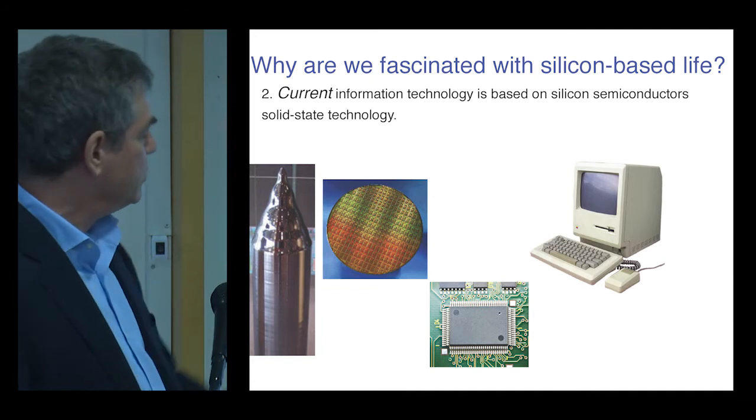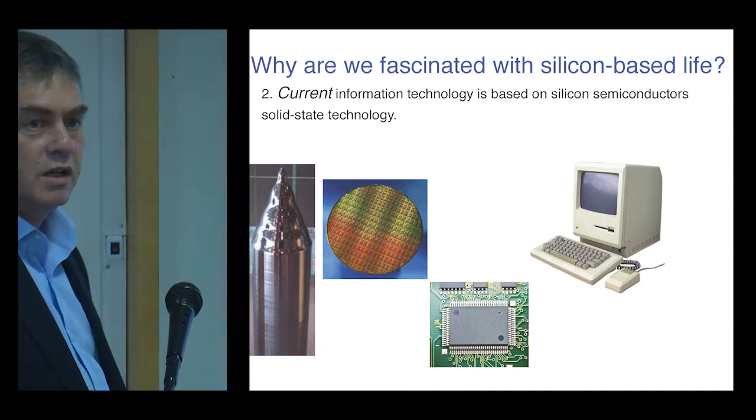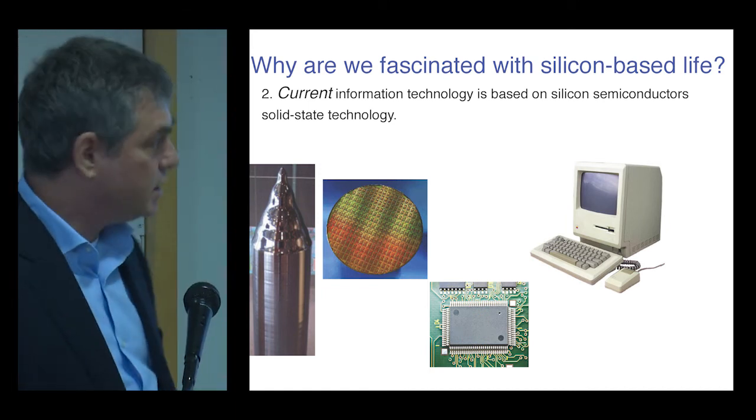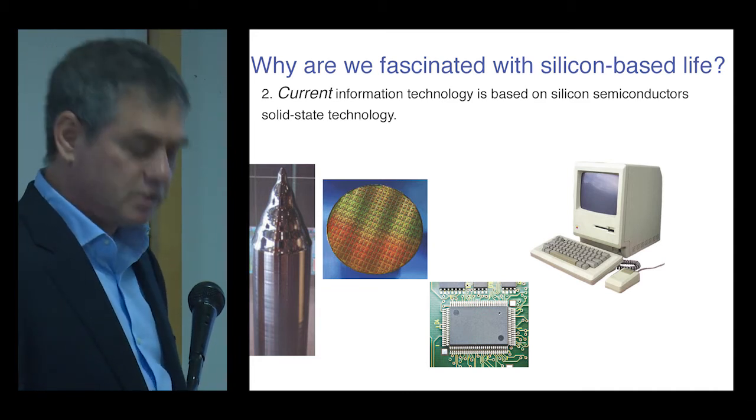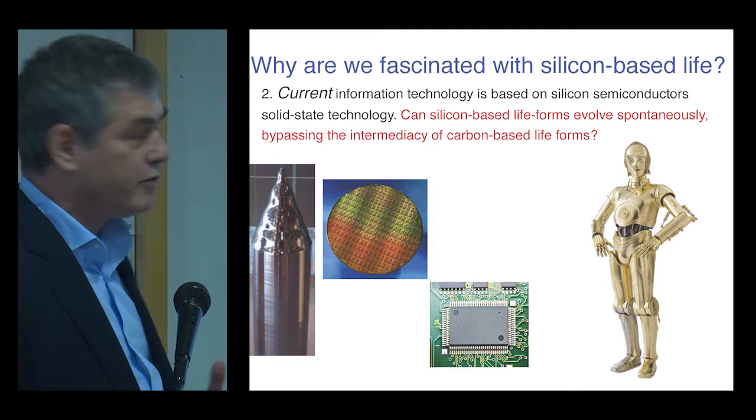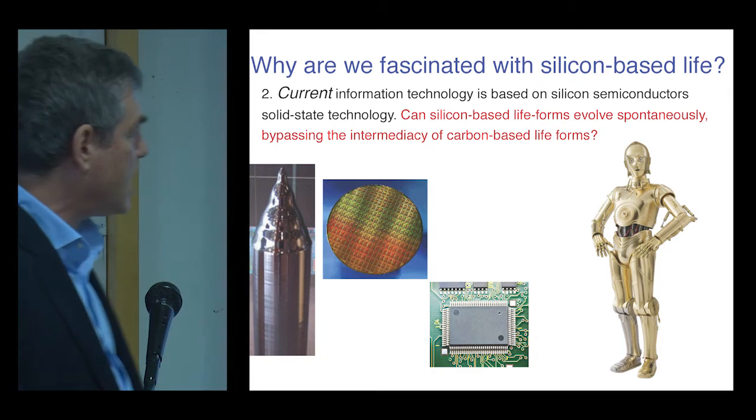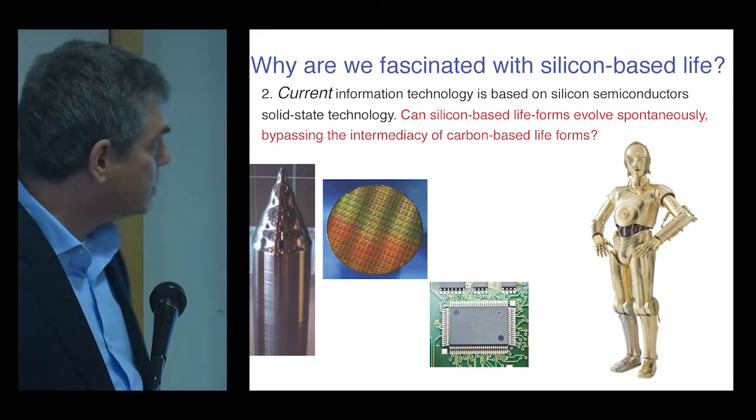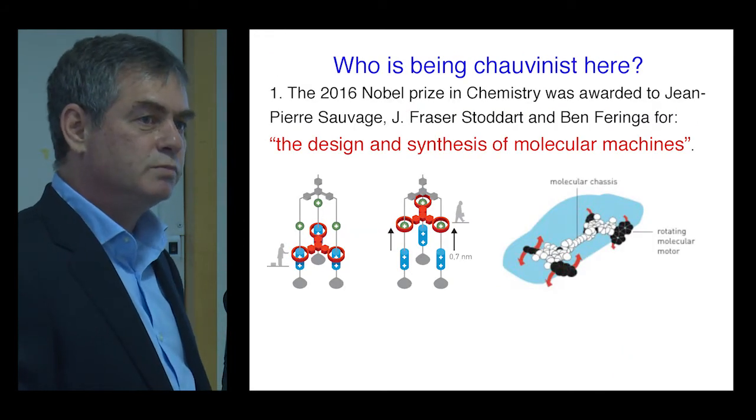And here in this slide, you see a silicon ingot from which we make the wafers, from which we make the microprocessors, from which we make the computers. So the current information technology depends on silicon. And we may think, can silicon-based life forms evolve spontaneously, bypassing the intermediacy of ourselves, of carbon-based life forms, and maybe we would encounter such species. However, when we think about chauvinism, we should consider that chauvinism goes both ways.